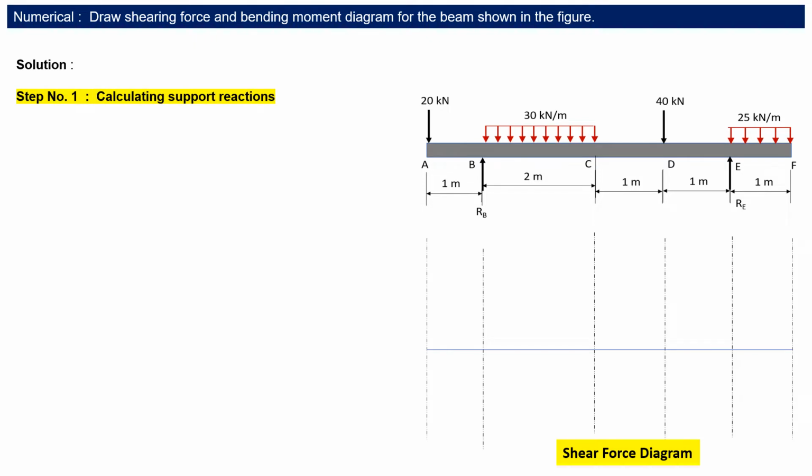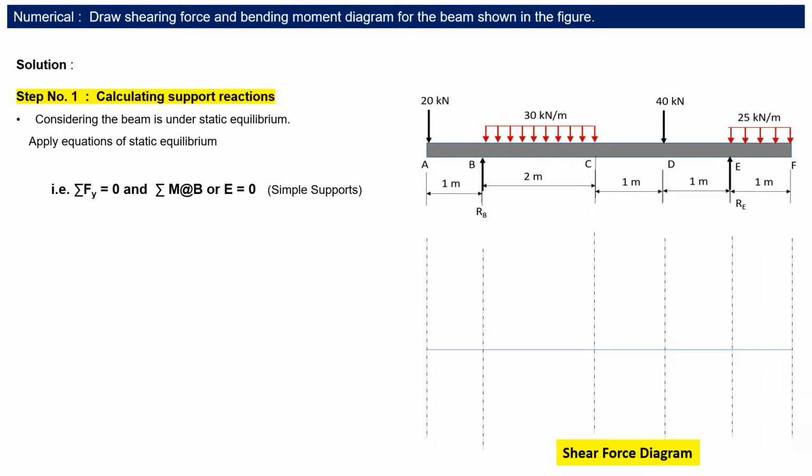Now, first of all, as usual, we have to calculate the support reactions. For that we consider that this beam is under static equilibrium, so we can use the static equilibrium equations to find the reactions. Applying the equations of static equilibrium, summation Fy, the sum of all the vertical forces, is equal to 0, and the sum of the moments of all the loads about a simple support is 0. Here we have two simple supports, at B and at E, so we can take moments of all the forces about either B or E and make it equal to 0. Based on these two equations, we can find the reactions at both supports, RB and RE.